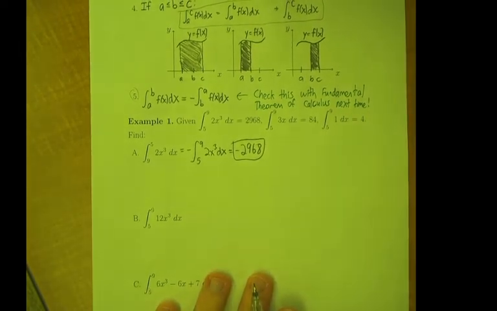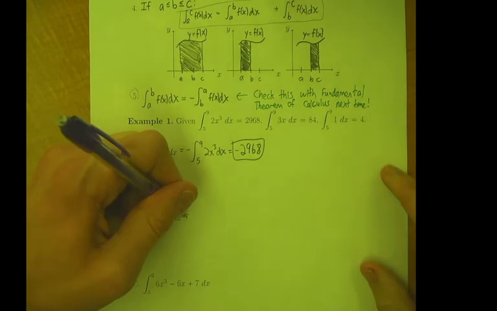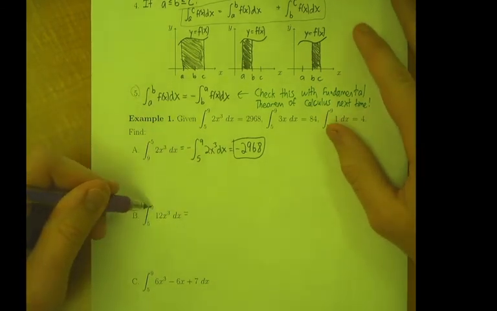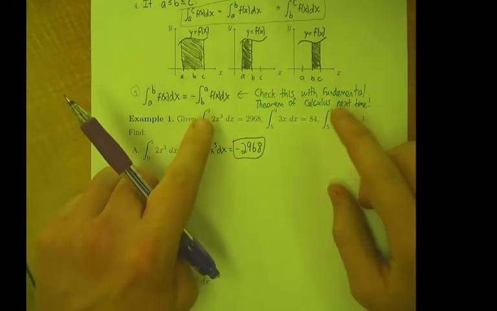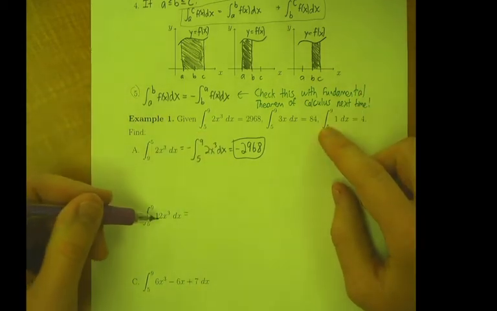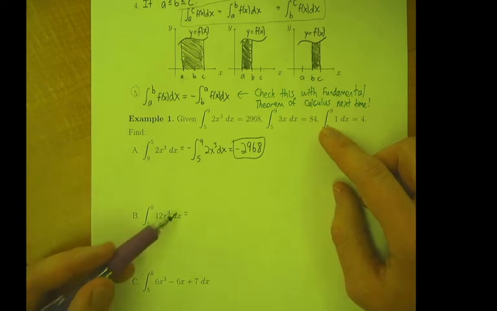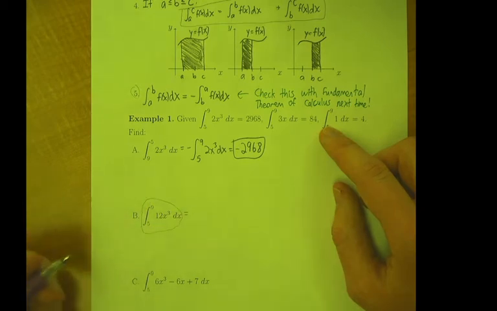So part B though, let's see. In this case, we do have the integral from 5 to 9, which is consistent with the bounds we have here. But here we have 12x cubed inside our integral. So any thoughts on how we could figure out the value of this given the data we have?